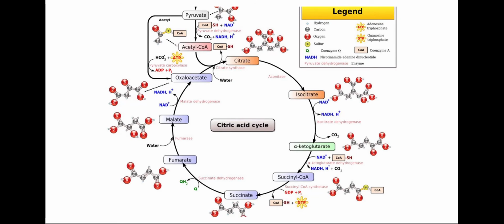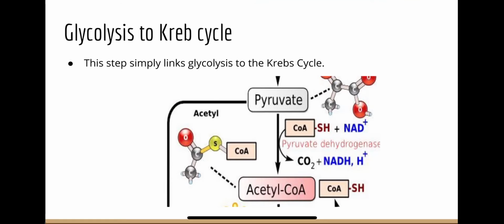This is the Krebs cycle flowchart. Let's get into it step by step. Okay, first of all, we start with the glycolysis to Krebs cycle process, which is known as step 0. This step simply links glycolysis to the Krebs cycle. The pyruvate from the glycolysis will undergo oxidation, oxidized by NAD+. It will form NADH as a return and release carbon dioxide and combine with coenzyme A and change into acetyl-CoA.